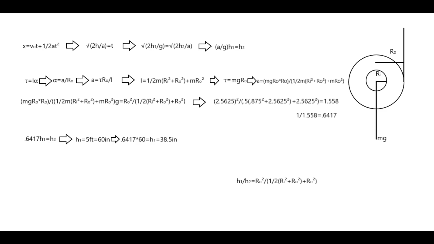If we were to drop the first roll at a height of 5 feet or 60 inches, the second roll would need to be dropped at a height of roughly 38.5 inches in order to hit the ground at the same time. I also noticed at the end that I didn't symbolically derive the ratio between H1 and H2, so what is at the bottom right is insurance, or past me is forgetfulness.